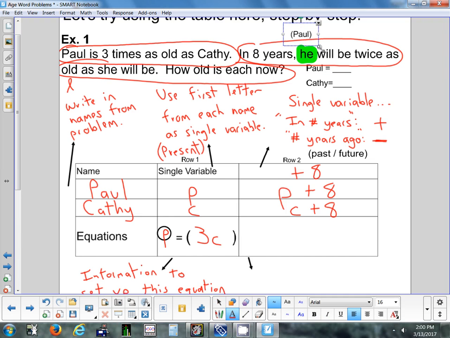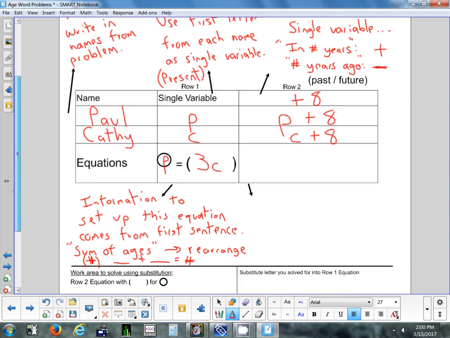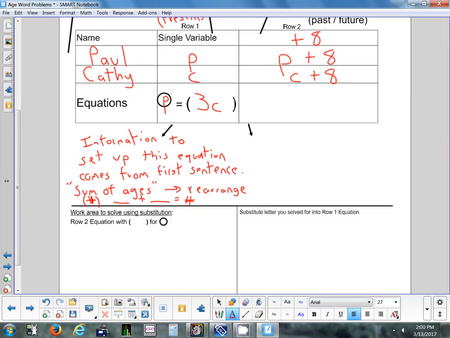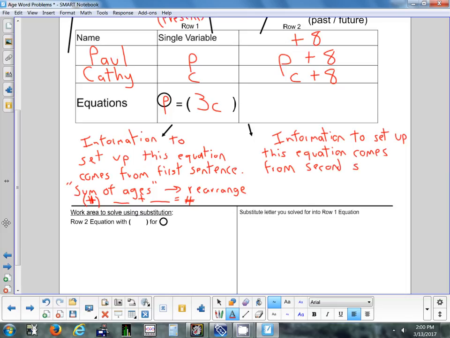So just like we put information over here, that comes from that second sentence.